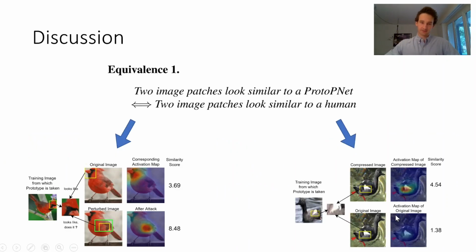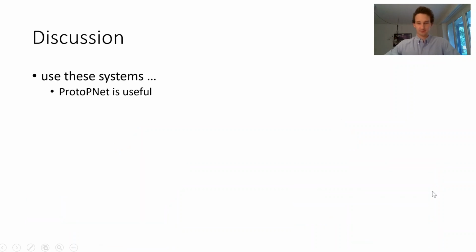Now to some discussion. Recall the equivalence that we had in the beginning: if two image patches look similar to a ProtoPNet, two image patches look similar to a human. Now this left to right implication was disproved with the first experiment, where the ProtoPNet thinks that this patch here looks similar to this one here, while it doesn't for us humans. Whereas the right to left implication was disproved by the second experiment, where we humans think these two patches look similar, however they don't anymore for ProtoPNet.